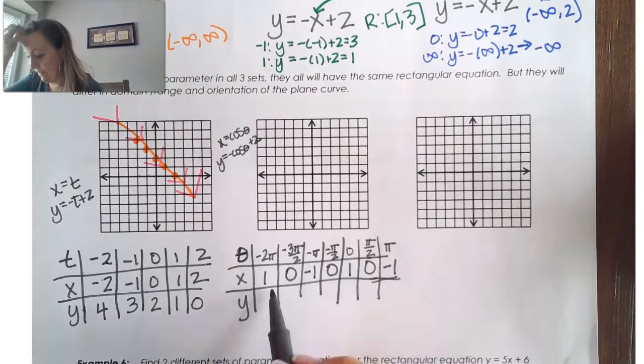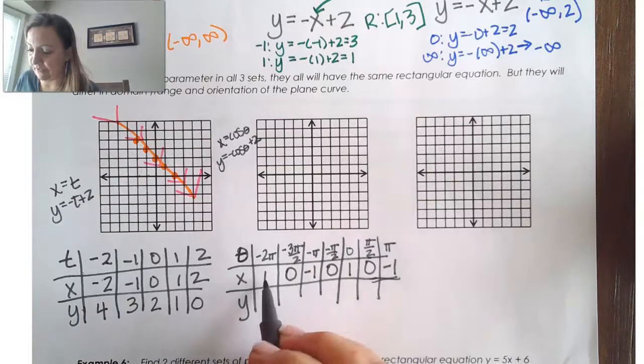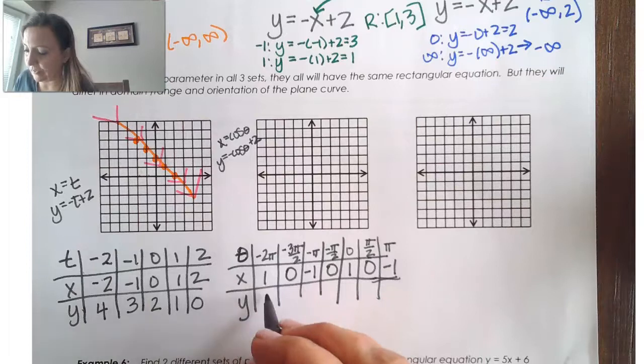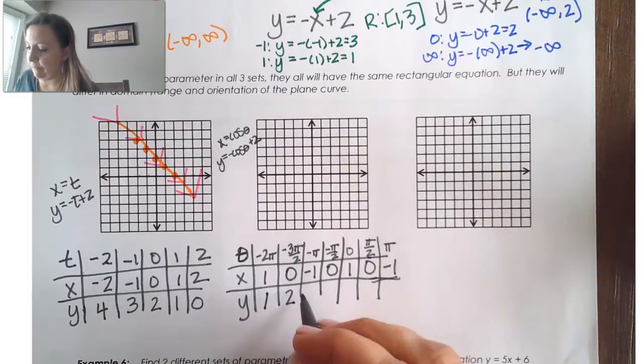And then the y value. So basically, we're just going to take the opposite of the cosine of theta, which we can see in our x, and then add 2 to it. So -1 plus 2 is 1. 0 plus 2 is 2. +1 plus 2 is 3.